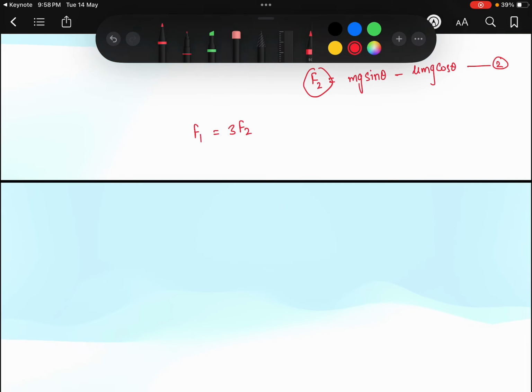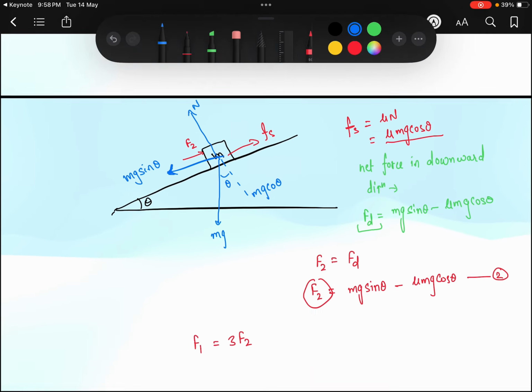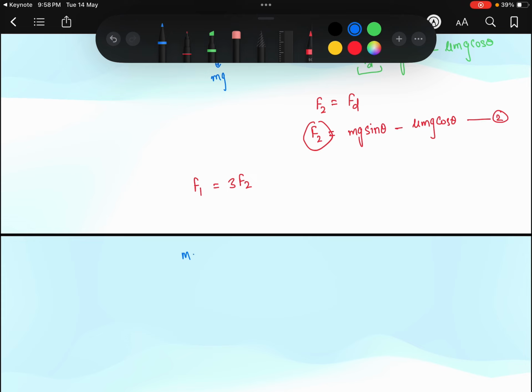Okay, so we have to just put the values here. What is the value of F1? F1 is mg sin theta plus mu mg cos theta, that is equal to 3 times this F2, that is mg sin theta minus mu mg cos theta. Okay, now we have to just solve it. Here mg will be cancelled on both sides.